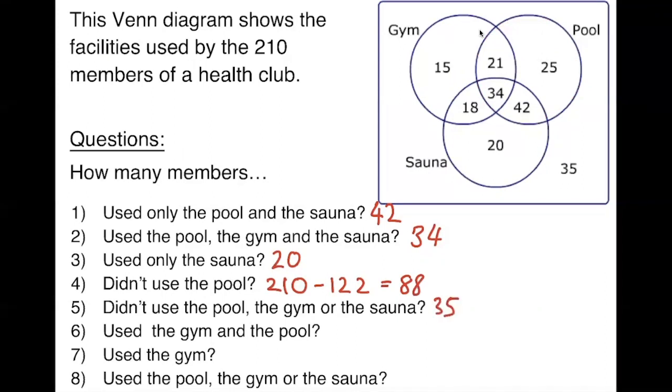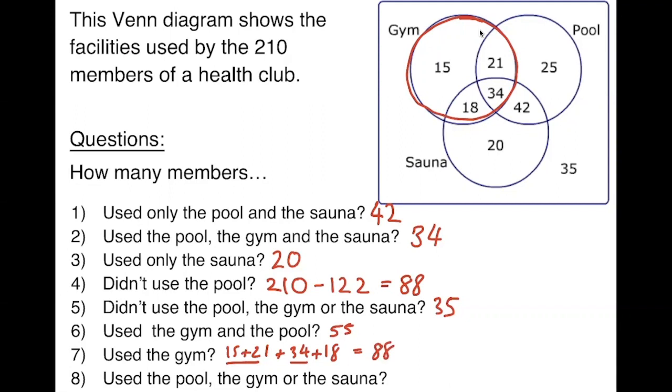Used the gym and the pool. They use the gym and the pool. That's here in this intersection. 21 and 34 makes 55. Used the gym will be the total of everyone within here. So we've got 15, add 21, add 34, add 18. And if we do that, we've got 36 and 34, which is 70, plus 18 is 88.